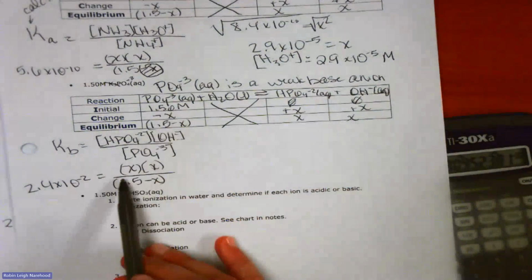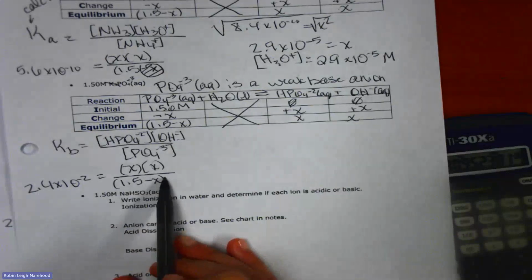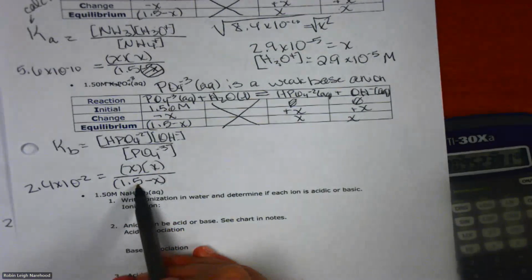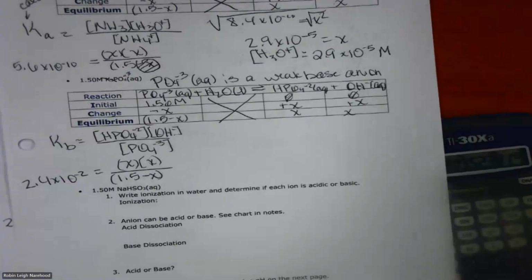You will set this up and plug it in, and it will always look like x times x over initial concentration minus x if it's weak. If it's strong, there is no equilibrium expression. Okay, so now we do the math.